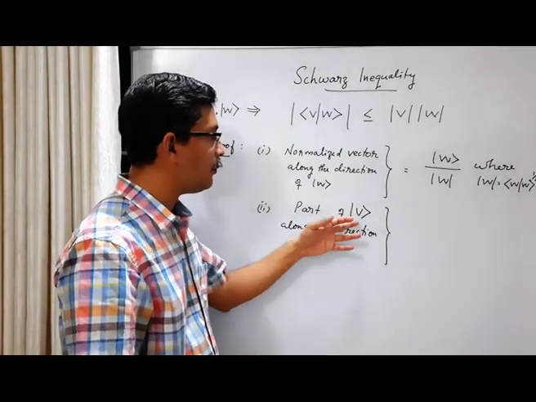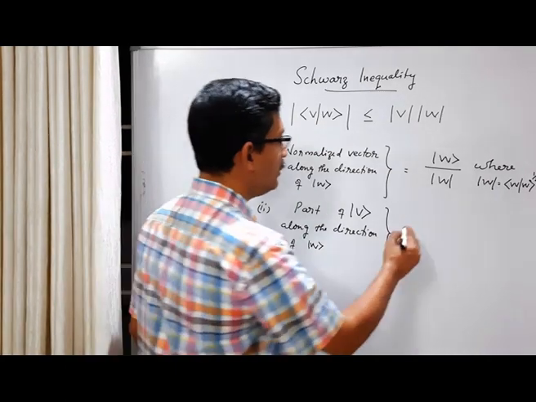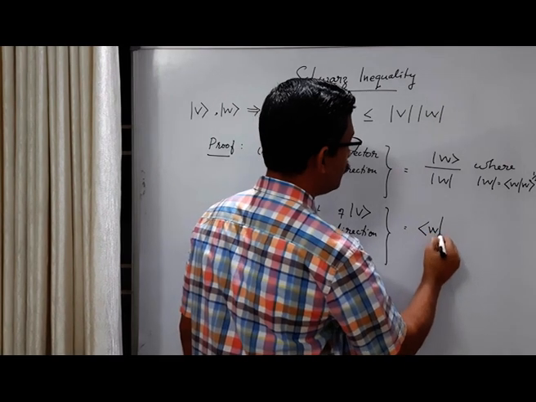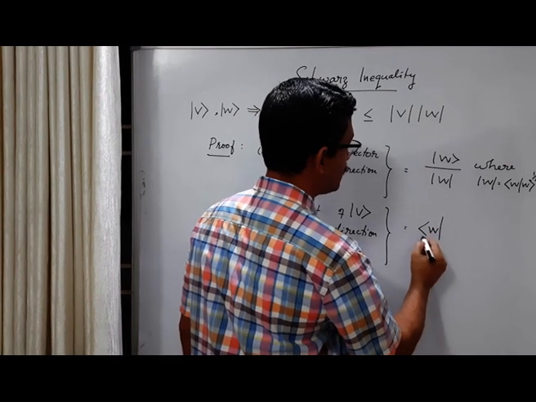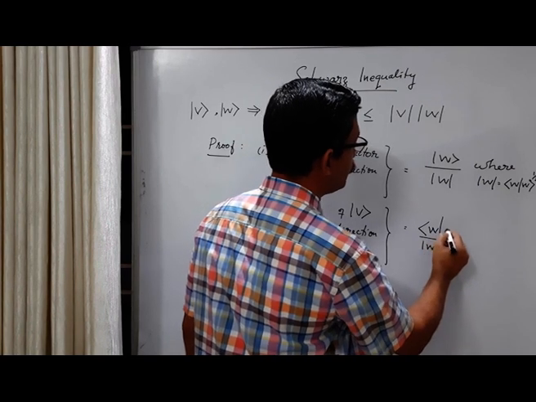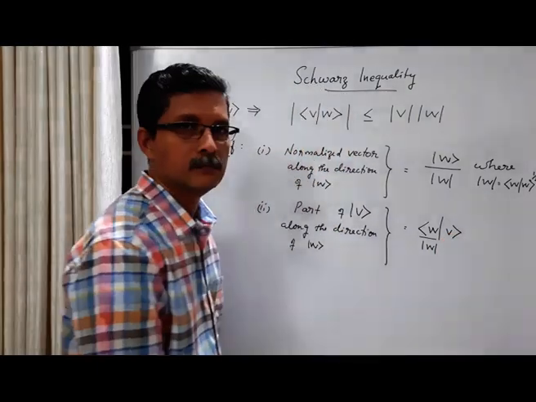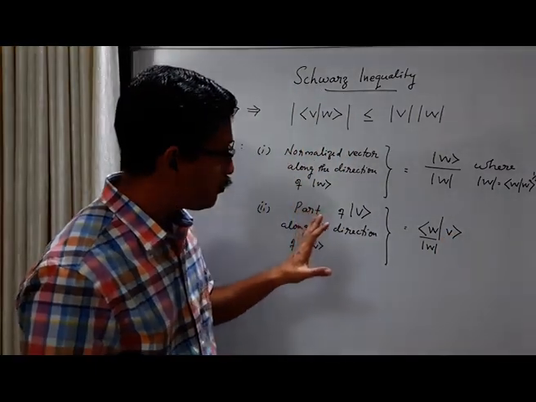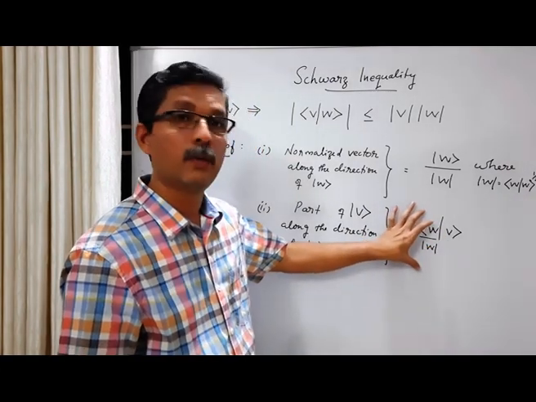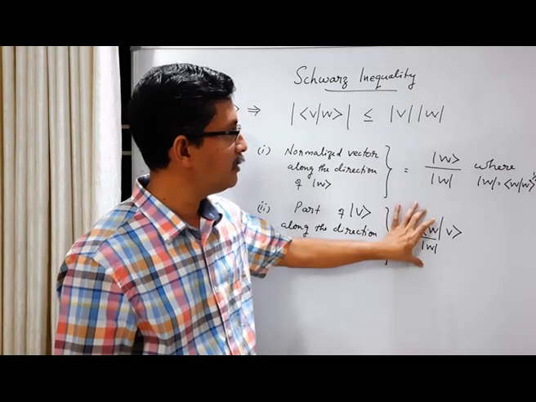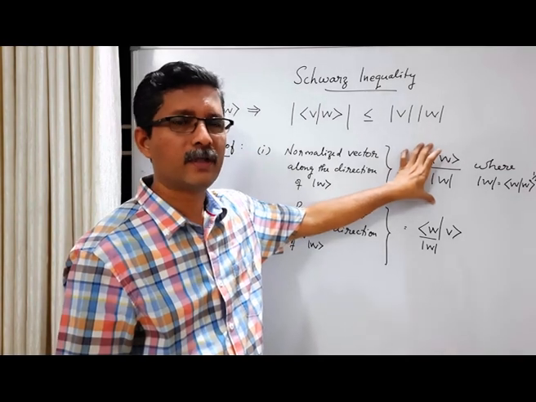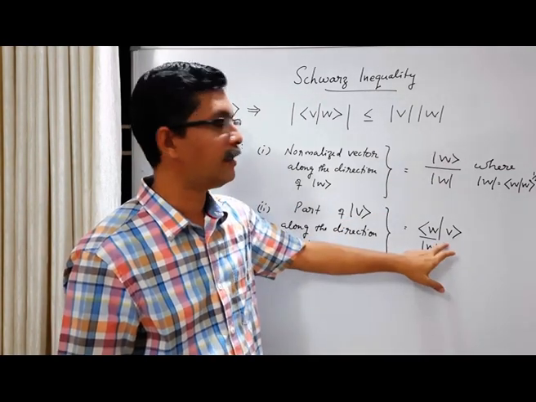First of all, let us take the component of v along the direction w. How do we get that? You take the inner product between the unit vector along the direction w, that is w by modulus w, with v. See what I have done here. So what is the component of ket v along the direction of a unit vector? This is the unit vector, right? This is the unit vector. So what is the component of ket v along the direction of this unit vector? You take the inner product between this unit vector and ket v.